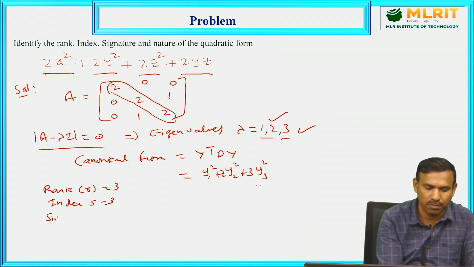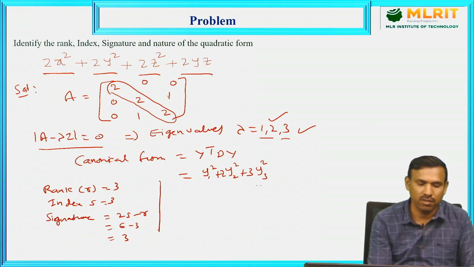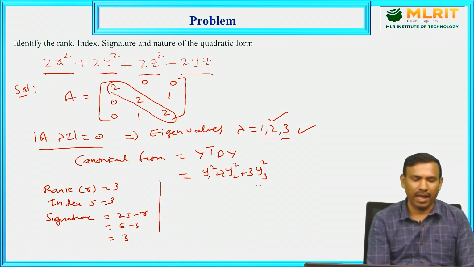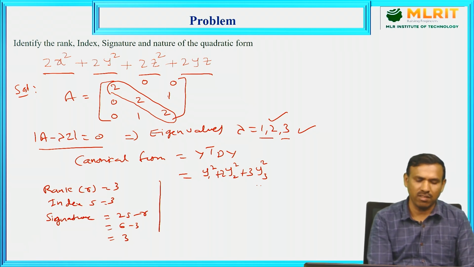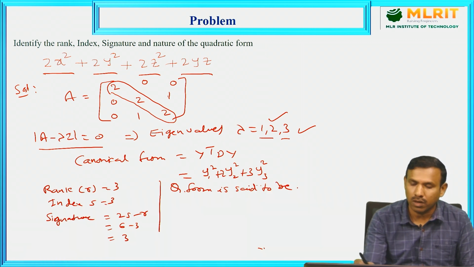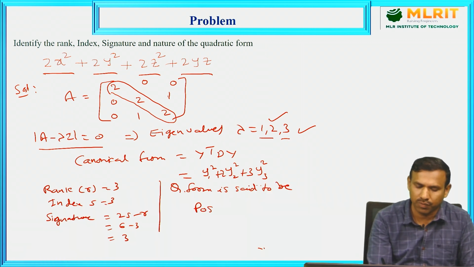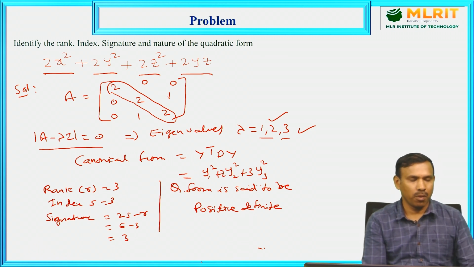Next, signature, 2s minus r formula, 2 into 3, 6, minus 3, so what is the signature? 3. So this is rank, index, signature. Rank means number of terms, 3; index, number of positive terms, 3; signature 2s minus r, 2 into 3 is 6, 6 minus 3 is 3. And the nature of the quadratic form: all are positive, so we can say positive definite. Okay, so this is the rank, index, signature of the problem.